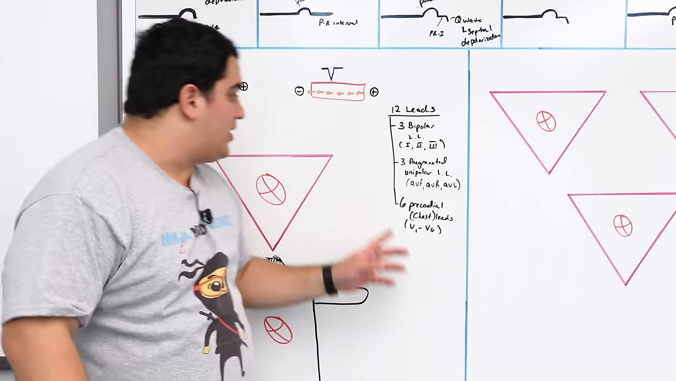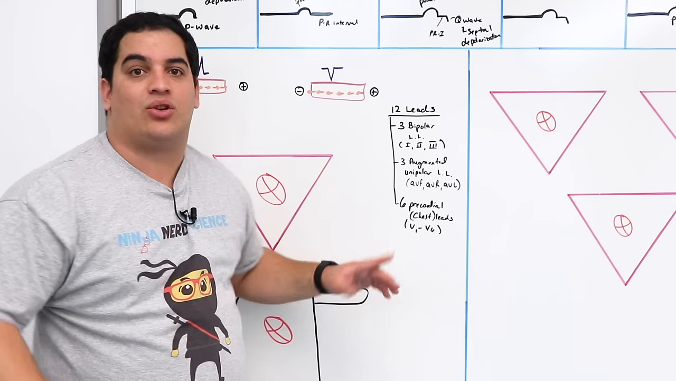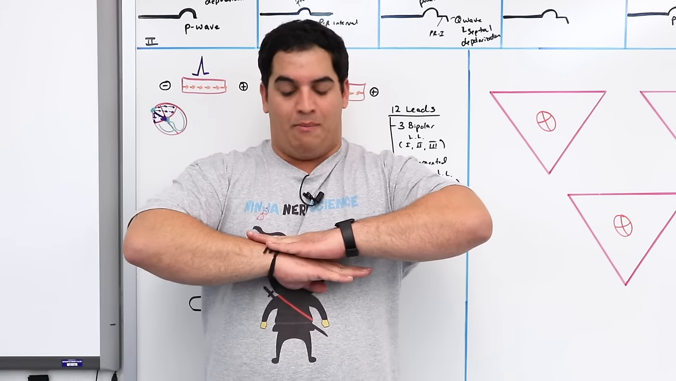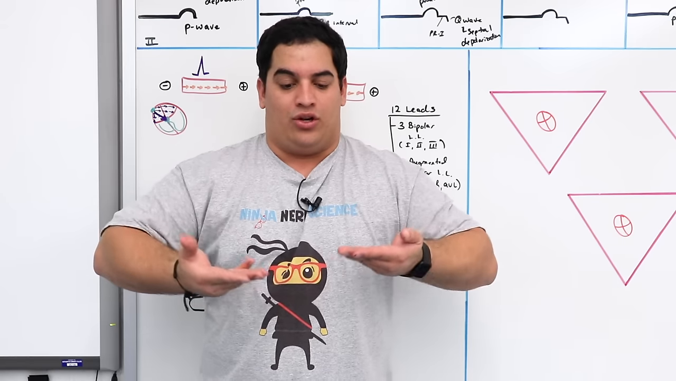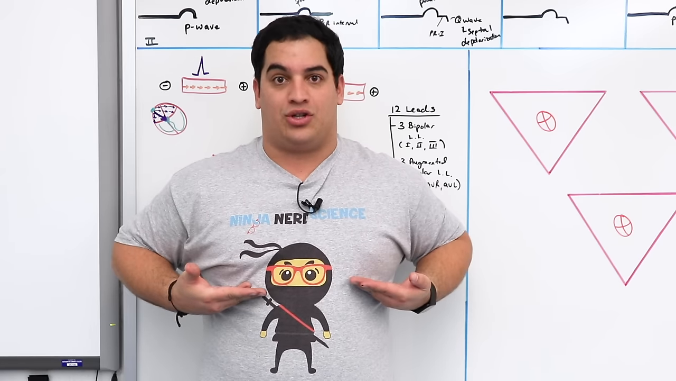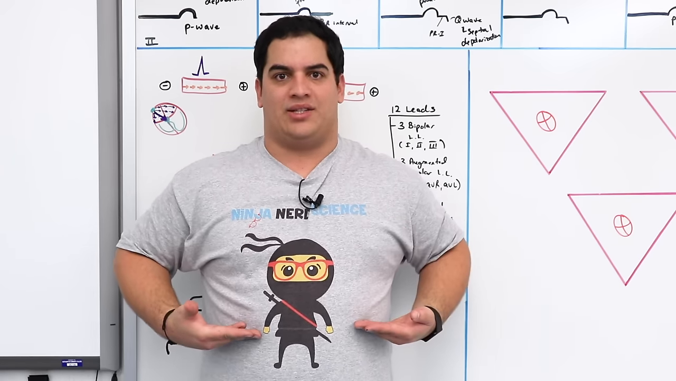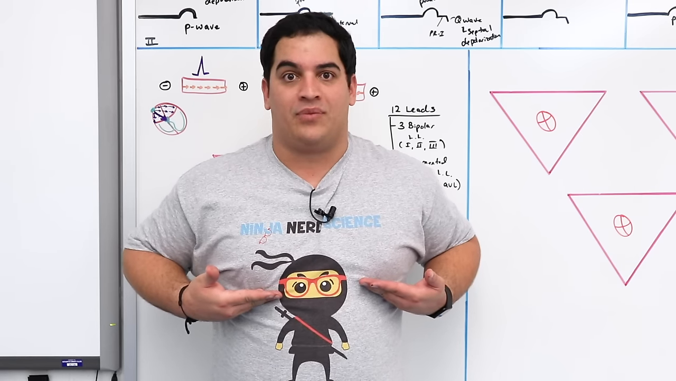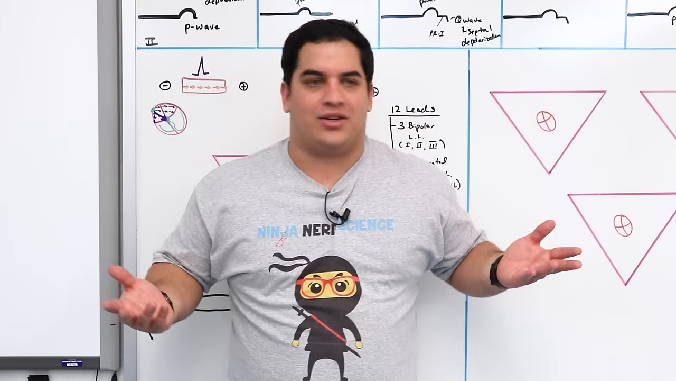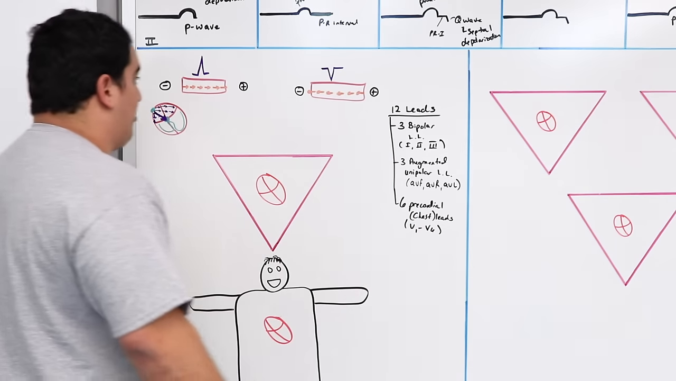The chest leads are going to be looking at it in a horizontal or transverse plane. So imagine you're cutting through me right in the middle of the heart, and you're looking at the heart in that direction. A superior and inferior piece is what I'm gonna be in, but you're looking at the heart in a transverse way, okay? Transverse or horizontal sectioning. So that's another thing I want you to remember.